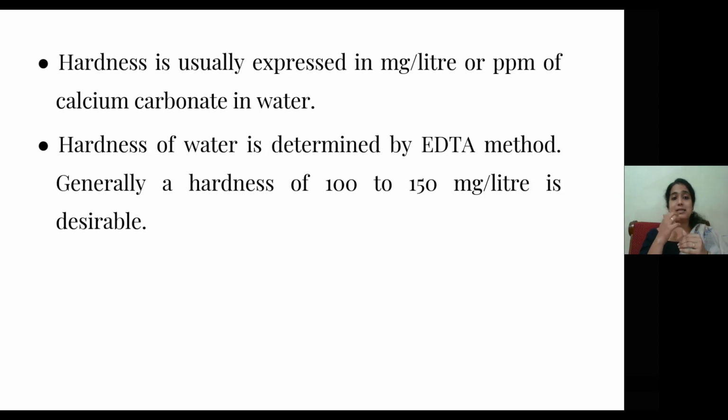Hardness is usually expressed in milligram per liter or ppm, that is parts per million, of calcium carbonate present in water. The hardness of water is determined in the laboratory by the EDTA method. What is the EDTA method? It is the ethylene diamine tetraacetic acid method. Generally, the hardness value should be between 100 and 150 milligram per liter, which is desirable for drinking purposes.